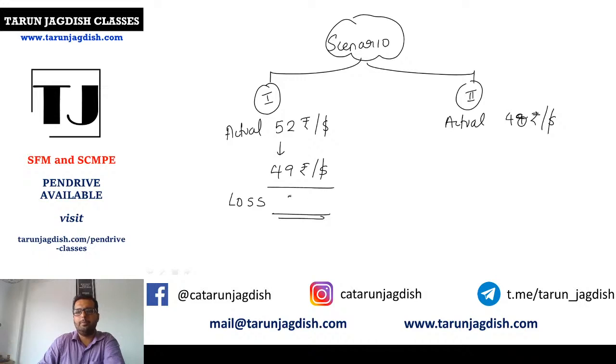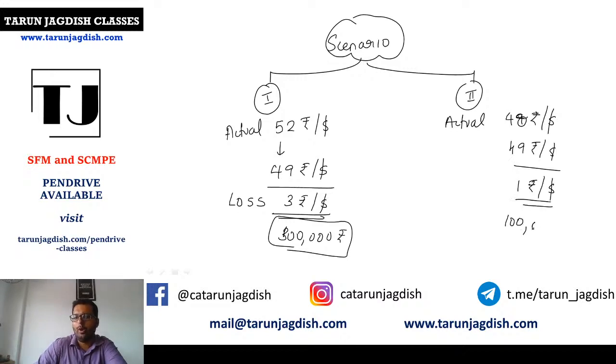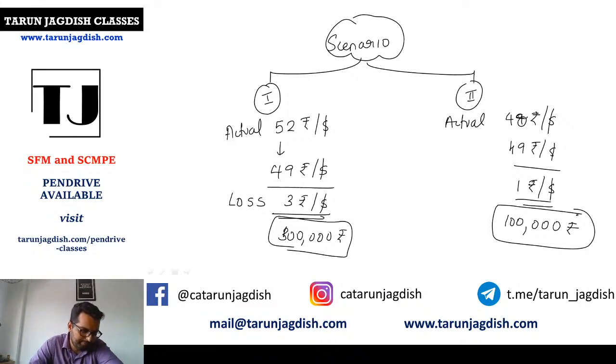What is the loss that Kamala is making because of this? 3 rupees per dollar into 1 lakh dollar, that is equal to 3 lakh rupees. But at least Kamala had 100% certainty she will surely get 49 lakh rupees in her hands. In the second case, the actual rate became 48. Even then she will get how much money in her hands? 49 rupees per dollar. So what is the profit she will make over there? 1 rupee per dollar, that is nothing but 1 lakh rupees. Can you please write down this in your books now?